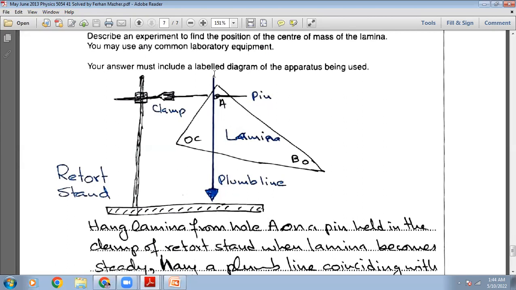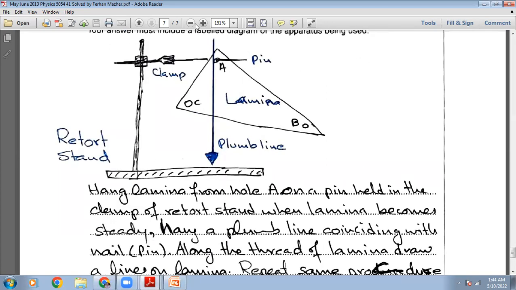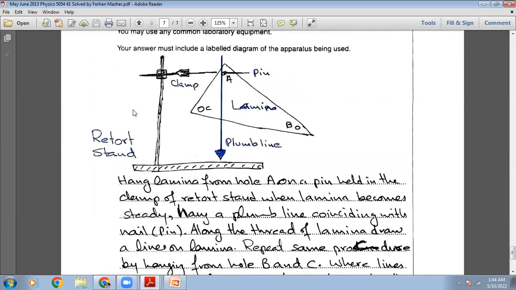Then I have used a plumb line, and I have hung the plumb line coinciding with this hole. And when the plumb line becomes steady, draw a line on the lamina along this thread, then hang it from the hole B, and again draw a line along the plumb line, and then hang the lamina from hole C and hang the plumb line, and then draw a line along the thread of the plumb line. The lines which you have drawn on the lamina will intersect. That will be the center of mass.